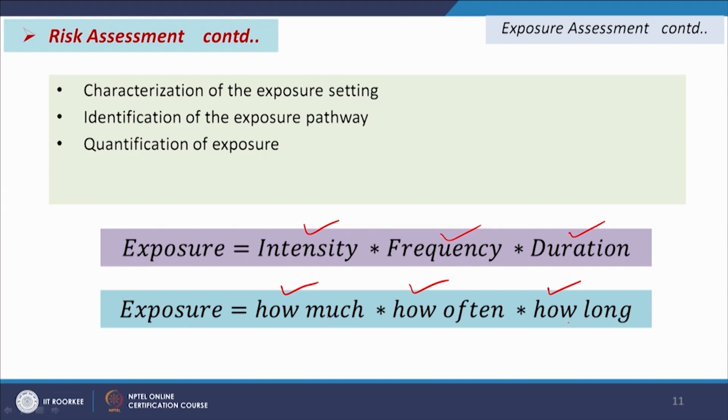So, that will be considered to characterize or to quantify the exposure. So, characterization of the exposure setting, then identification of the exposure pathway and quantification of the exposure. These are the main steps for exposure assessment.